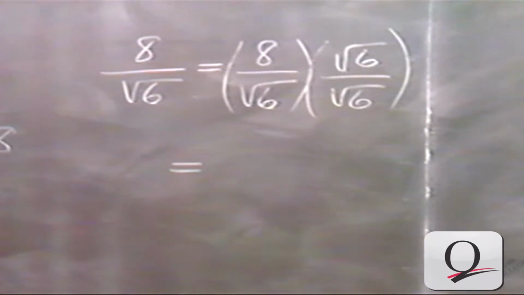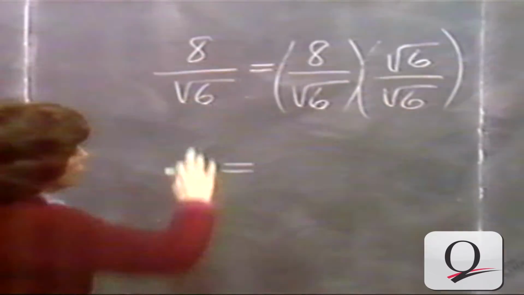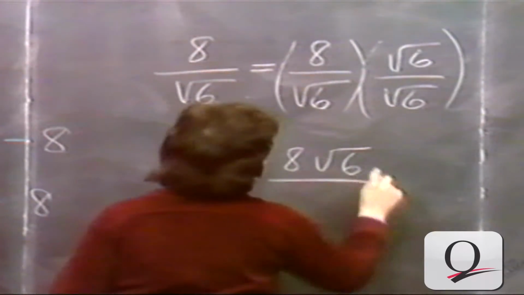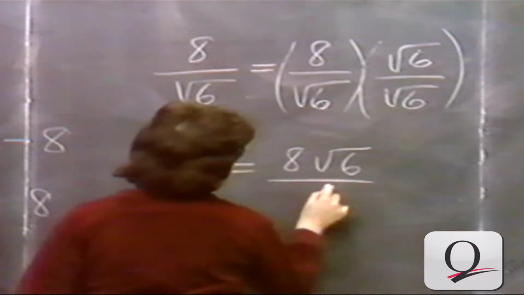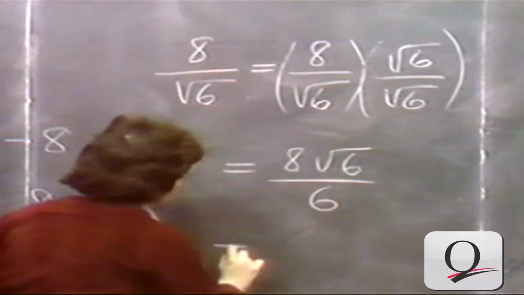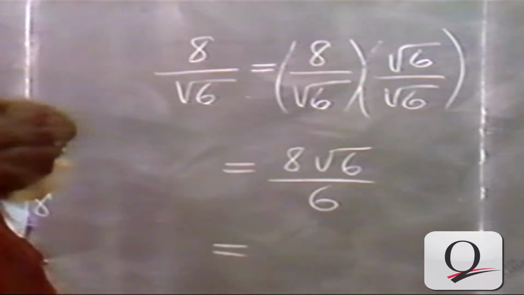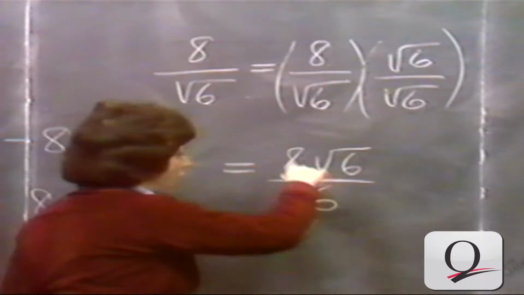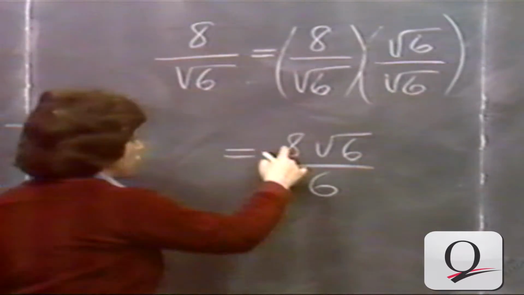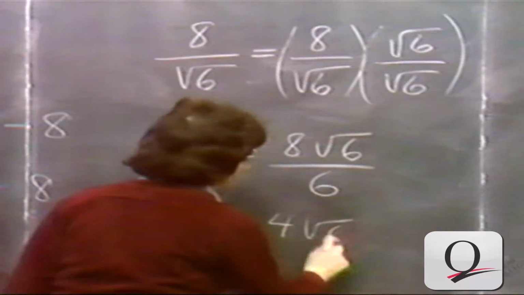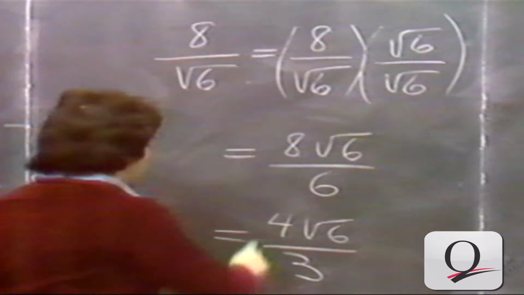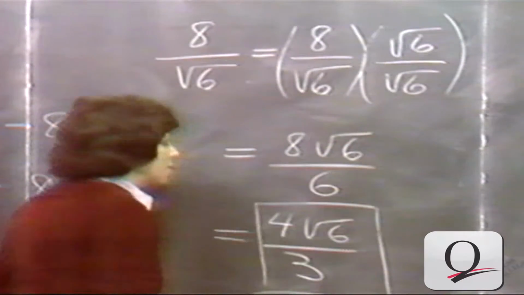We've multiplied top and bottom by the square root of 6, which is perfectly okay thing to do, and we have now, multiplying the tops, 8 times the square root of 6 over the square root of 6 times the square root of 6, that's just 6. Okay, and we're not quite finished yet because we can certainly reduce this. 8 and 6 have a factor in common. You can divide numerator and denominator by 2. 8 divided by 2 gives you 4, and 6 divided by 2 gives you 3. This is the final answer. We cannot go any further.